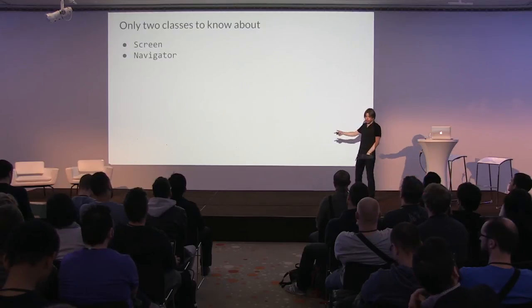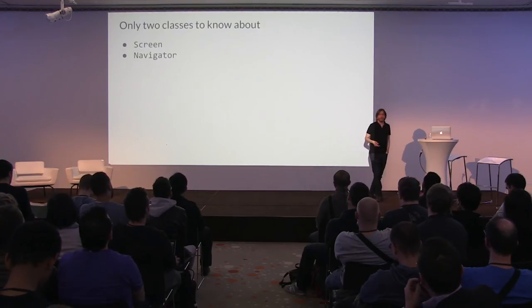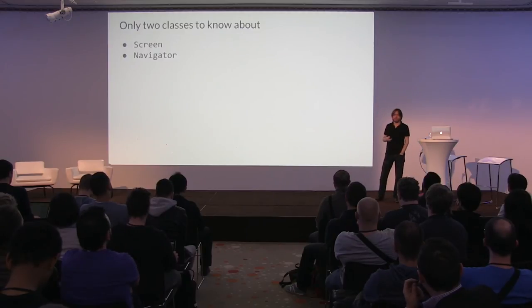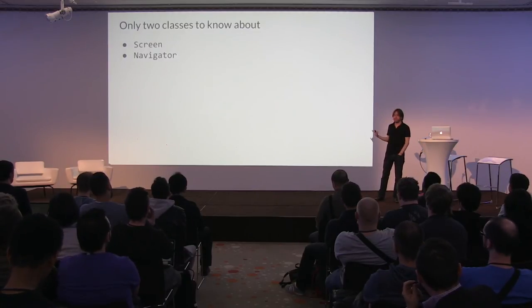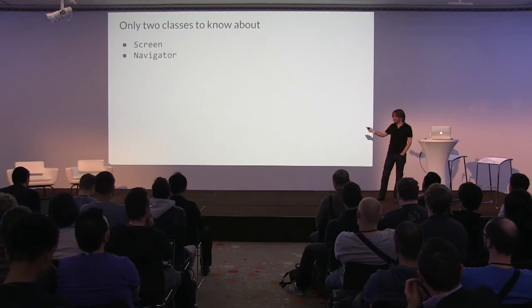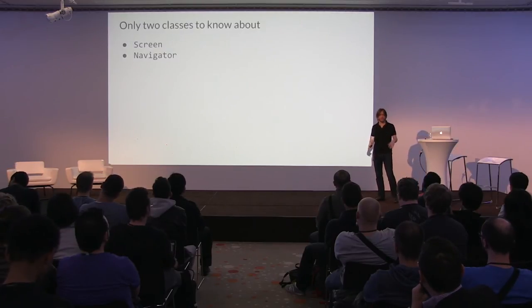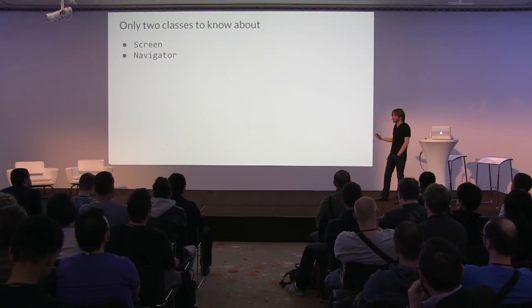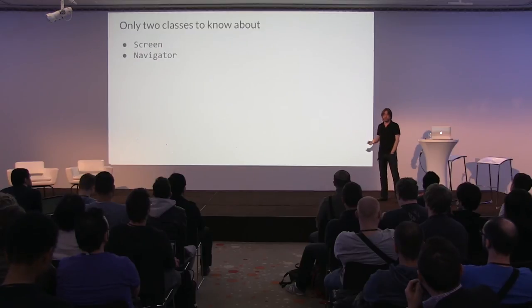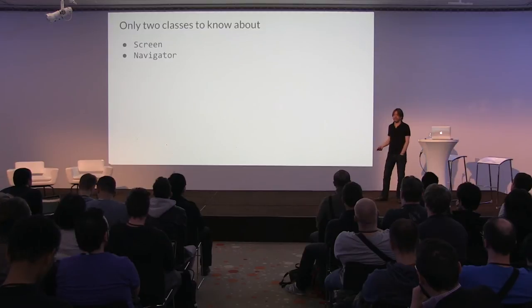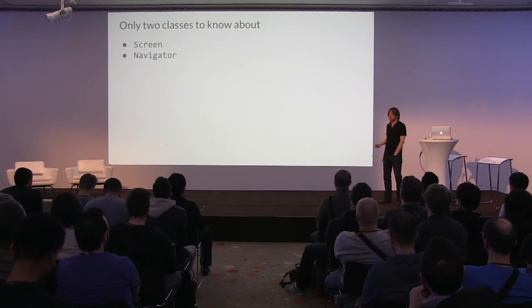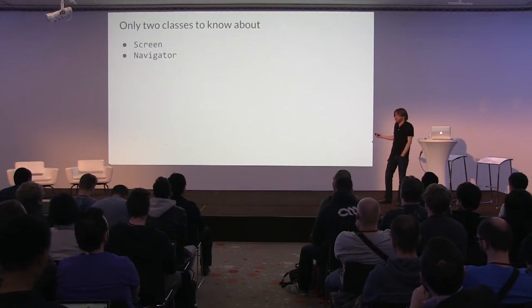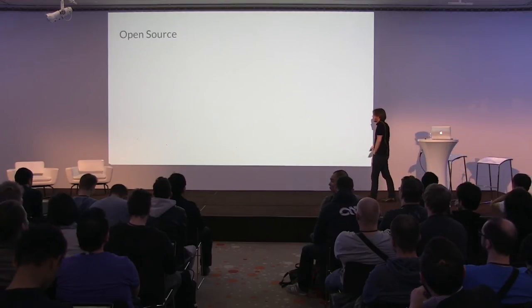And if you've followed so far, you only need to know about two classes, Screen and Navigator. That's it. There are others. You can override transitions. You can do a bunch of stuff. And I hope to implement even more things in the future. But that's all you need to know. So it's certainly much simpler than the fragment system or any other library out there, actually. The one we have is the simplest one. You don't have complex notions to learn.